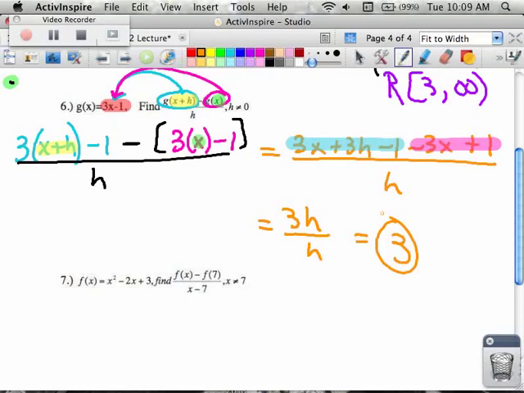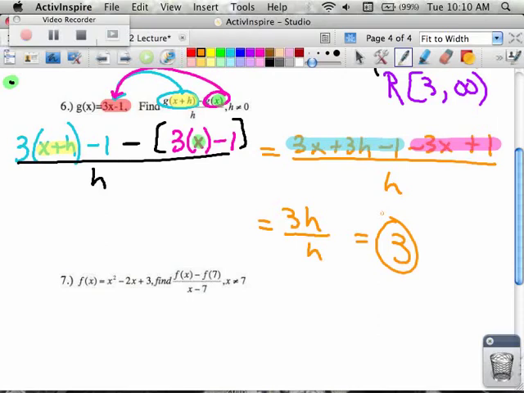Yes. So h is equal to 3? No, h is not 3. g of x plus h minus g of x, all divided by h, is 3. And the answer holds when h is not equal to 0. Yeah, because you don't want to divide by 0.